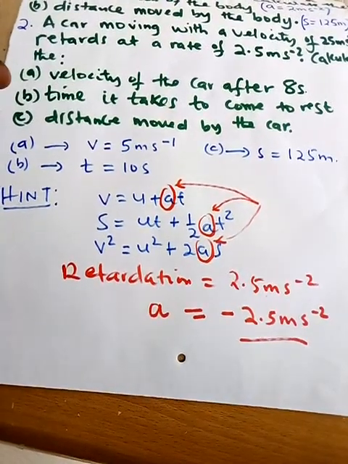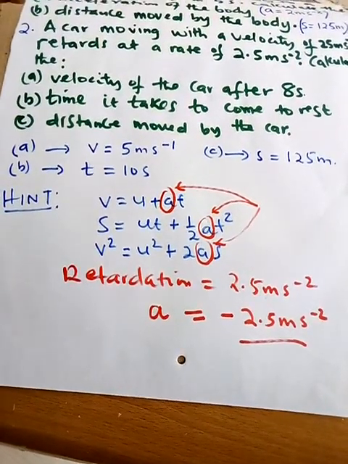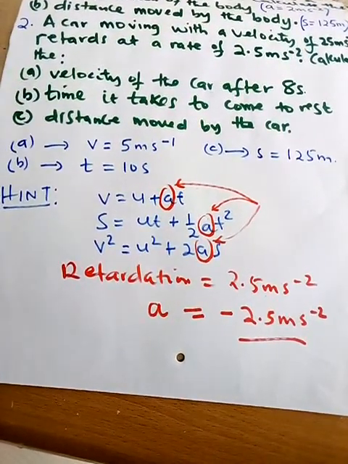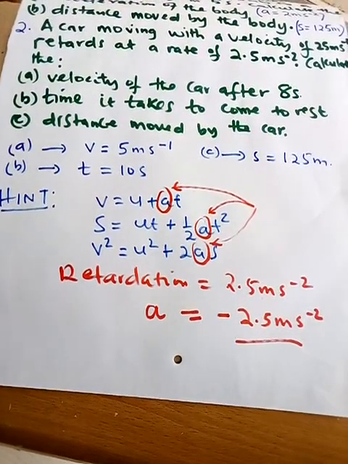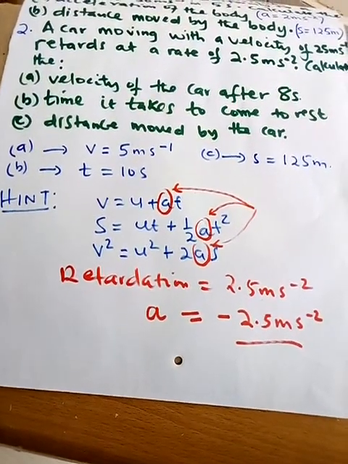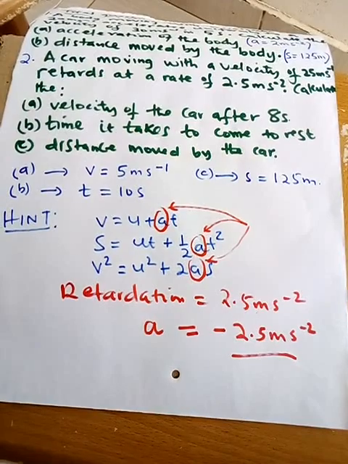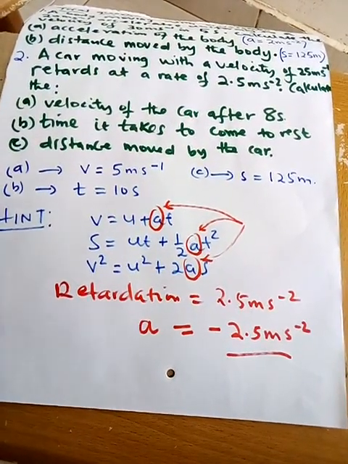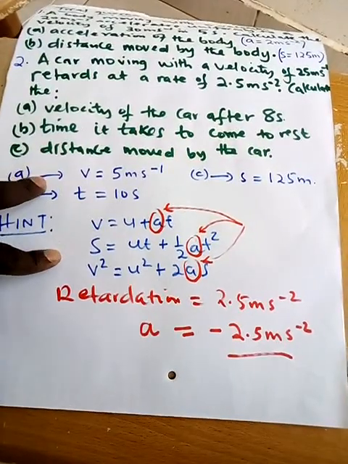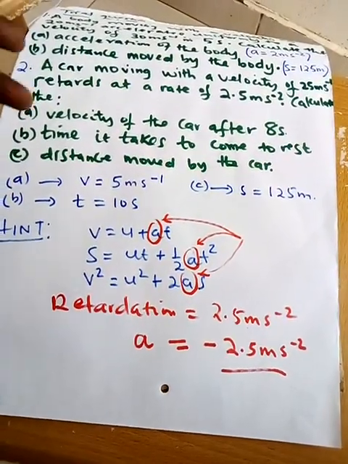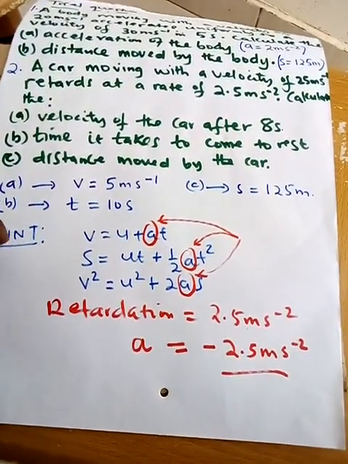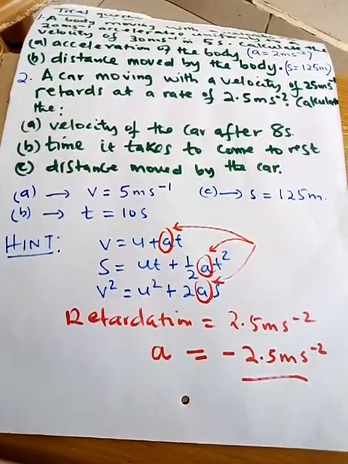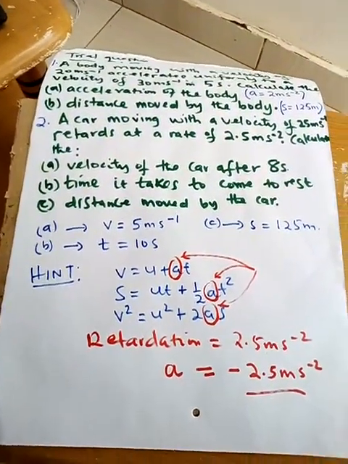Then part B, the time it takes to come to rest, implying that this time around the final velocity, I'm giving a hint, of course, is 0. Initial velocity will have been the other velocity it was moving with. Then you know how you will get the acceleration, you substitute. Then the distance moved by the car, of course, in the entire journey until it comes to rest.